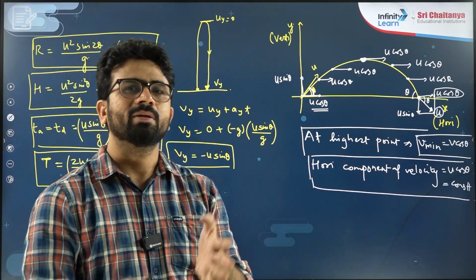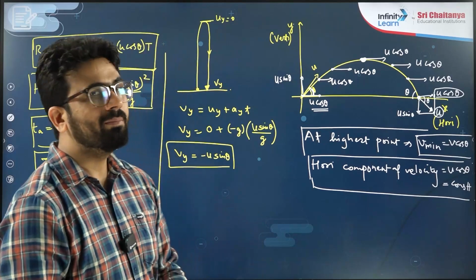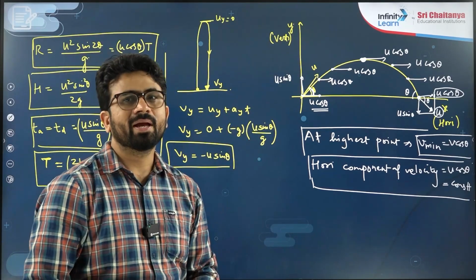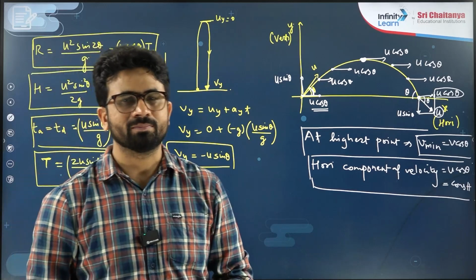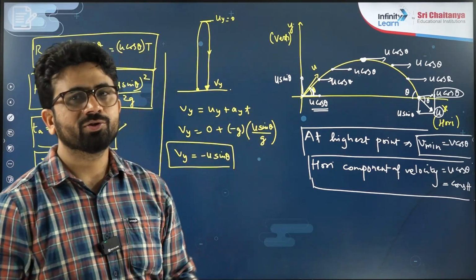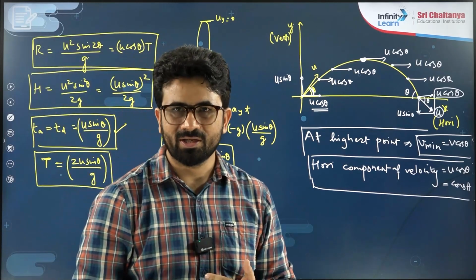Kinetic energy minimum means speed should be minimum. Speed would be minimum where? At the highest point. This is the one PYQ. Second PYQ, they can ask you where the potential energy is maximum. We know the potential energy is maximum at the highest point. They can ask you the ratio. What is the kinetic energy to the potential energy ratio?